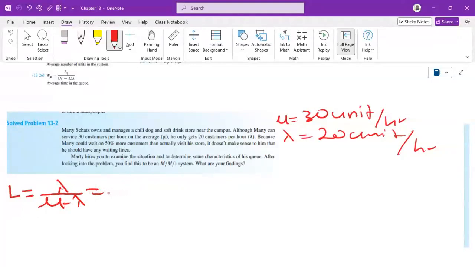And 20 customers per hour over 30 minus 20 equals, you can almost tell that this is 20 over 10.